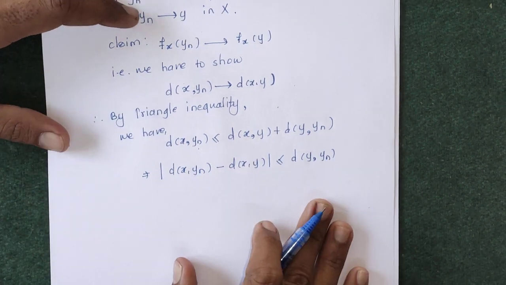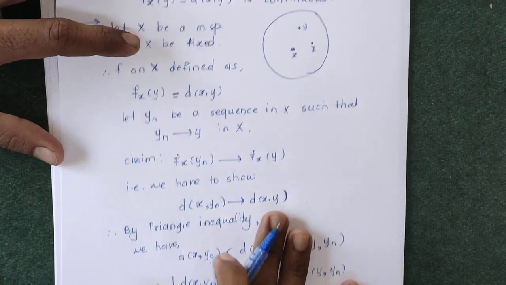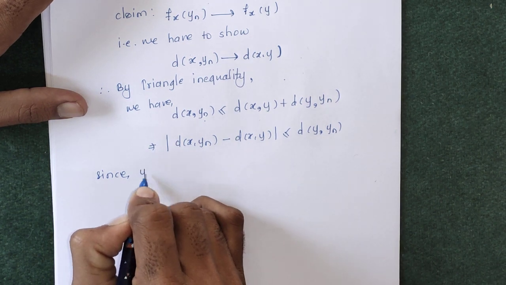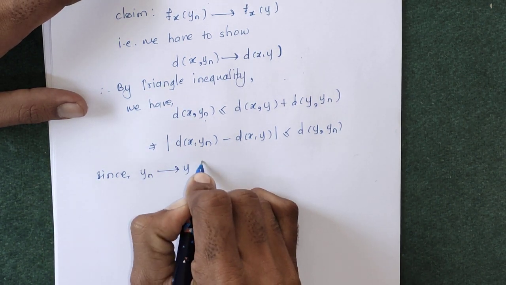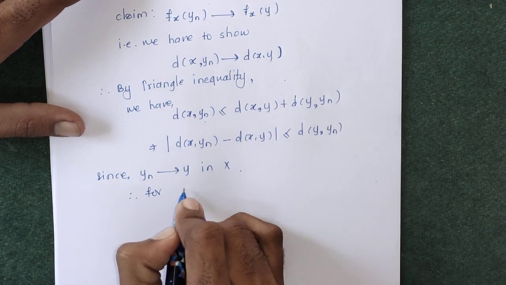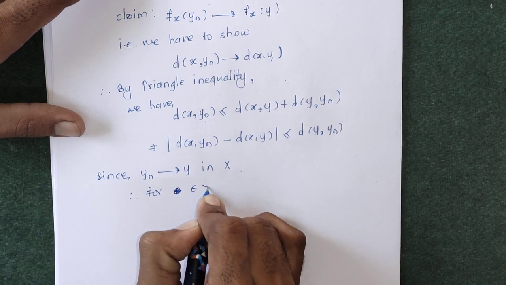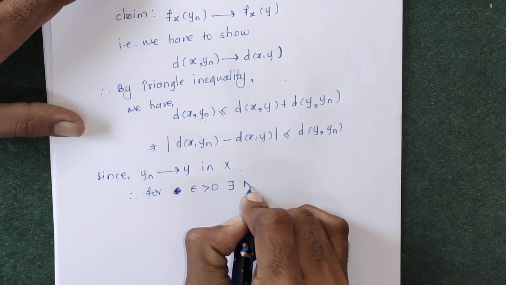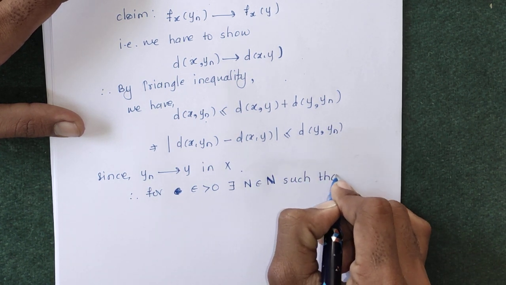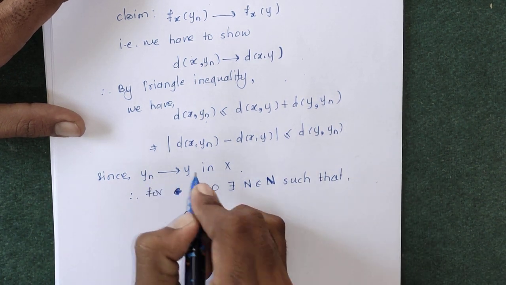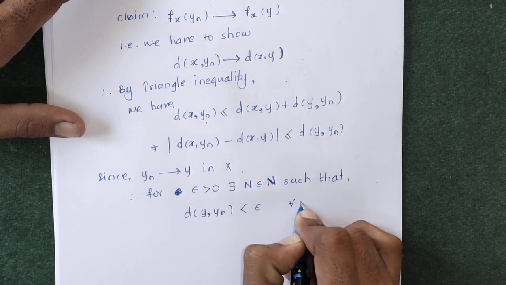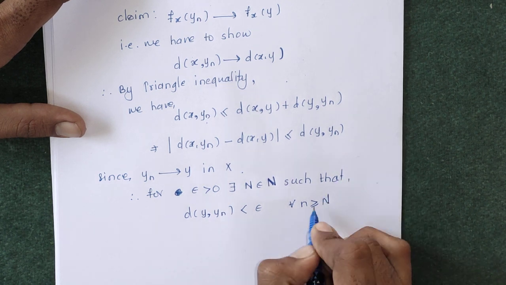So here we have the sequence y_n converges to y. Since the sequence y_n converges to y in the domain X, by the definition of convergence we can write: for epsilon positive, there exists N belonging to the natural numbers such that the distance between y and y_n is less than epsilon for all n greater than or equal to N.